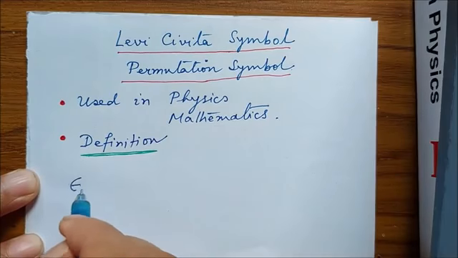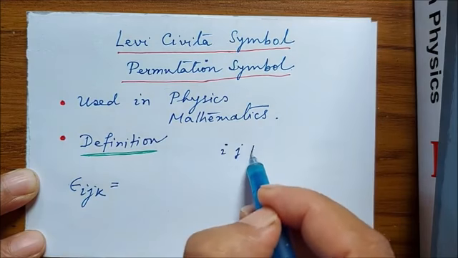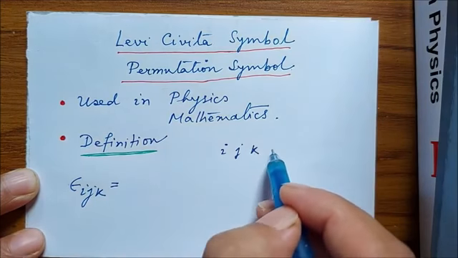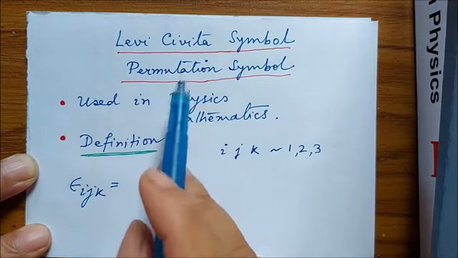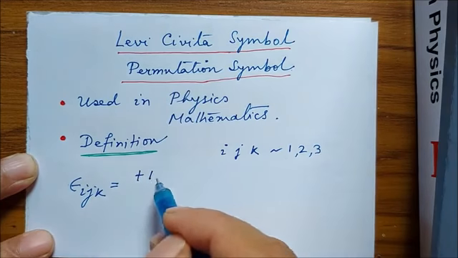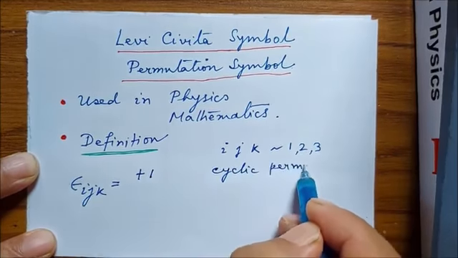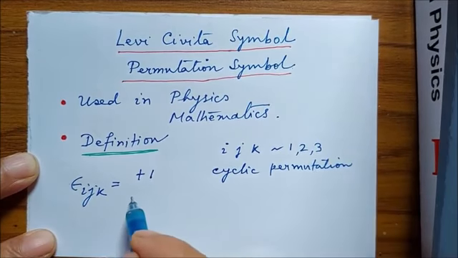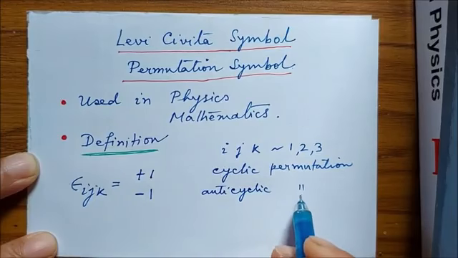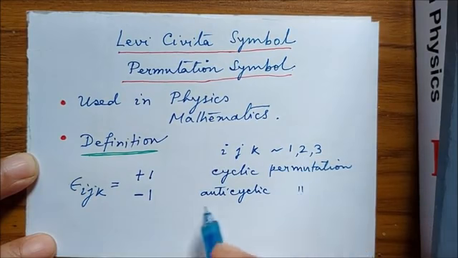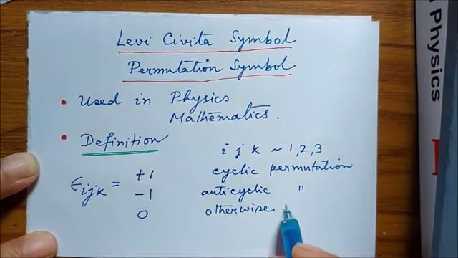It is denoted by epsilon ijk, and i, j and k are dummy indices or running indices, and they take values say 1, 2, 3. Epsilon ijk, that is the Levi-Civita symbol, will be +1 if these indices permute cyclically, that is for cyclic permutation or occurrence, and it will be -1 for anticyclic permutation or occurrence of these indices, and it will be 0 otherwise. And this will involve repeating indices.